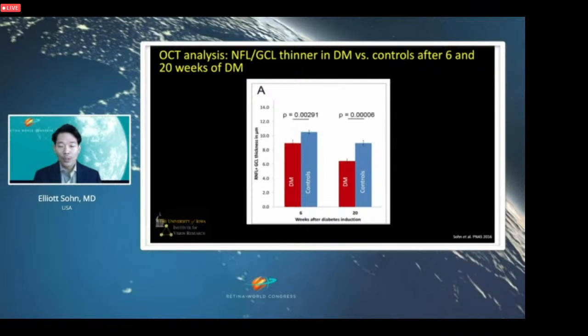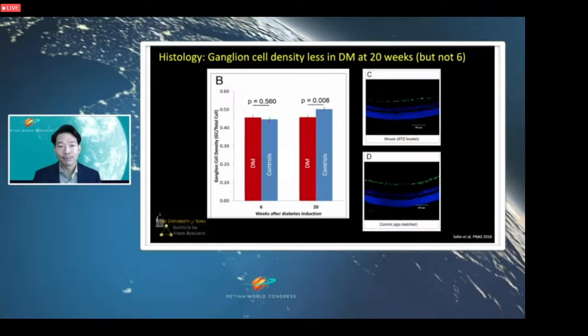What we found was that at both 6 and 20 weeks, the NFL-GCL complex was significantly thinner in the mice with diabetes compared to the controls, as you can see here. Now, in terms of the ganglion cell density, we didn't see any difference at 6 weeks, but at 20 weeks, the diabetics did have a decrease in the ganglion cell density compared to controls. And you can see that reflected on the far right in the STZ-treated mouse, in the green layer labeling the ganglion cells, compared to the controls in the bottom right.